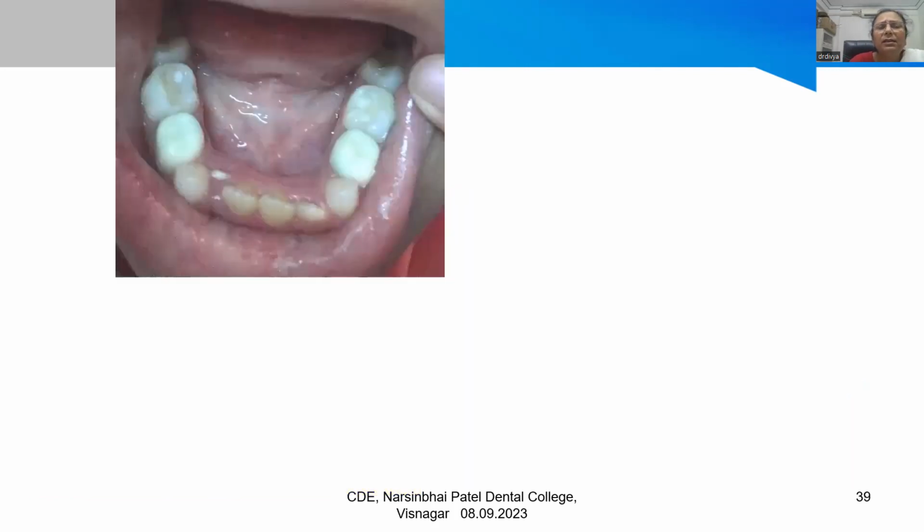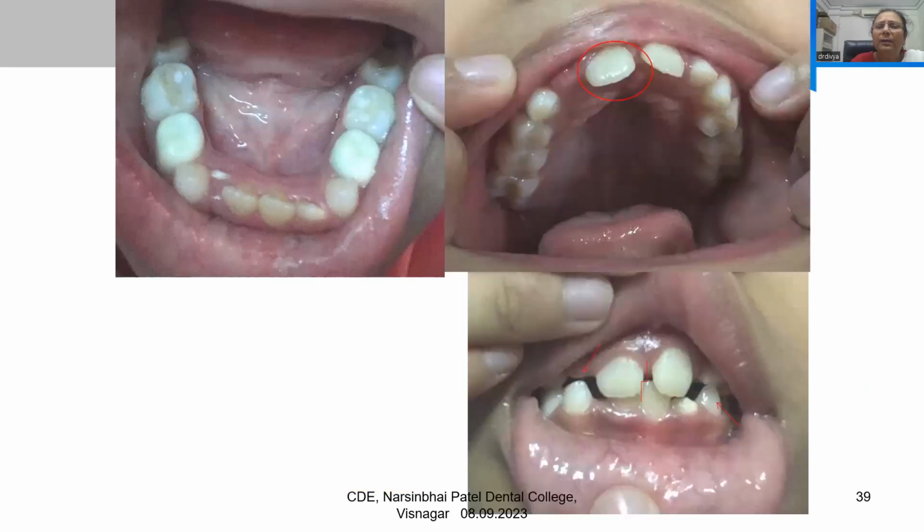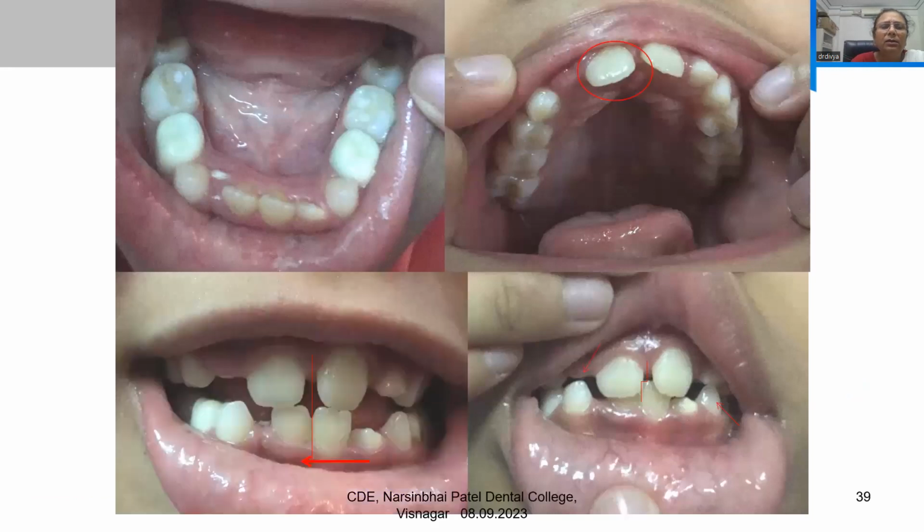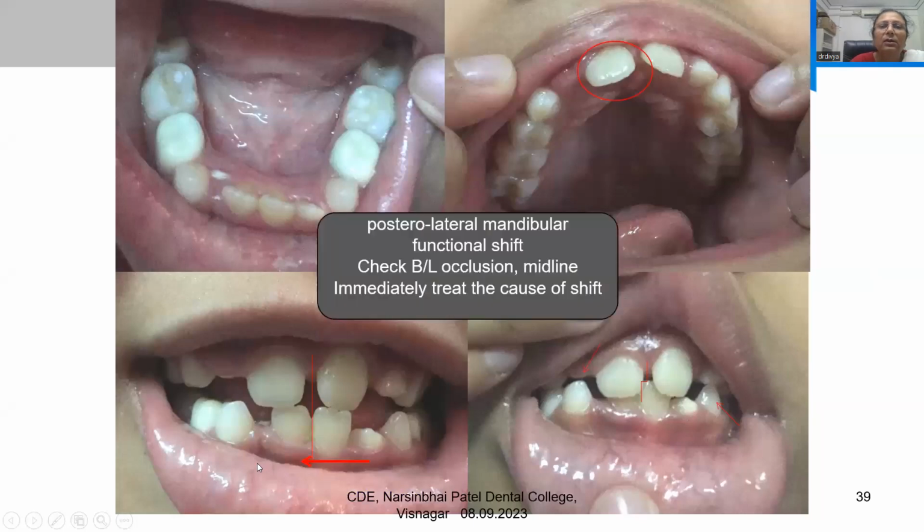Now here it is, I have shown it before. This is because of the maxillary tooth. And here also you can see it is a functional shift of the mandible towards this side, towards the side of this arrow. Check bilateral occlusion. If the midline shift is there with the imbalance bilateral occlusion, then you should go immediately for this because this is a proprioception and this is a wrong motor skill the patient is learning.